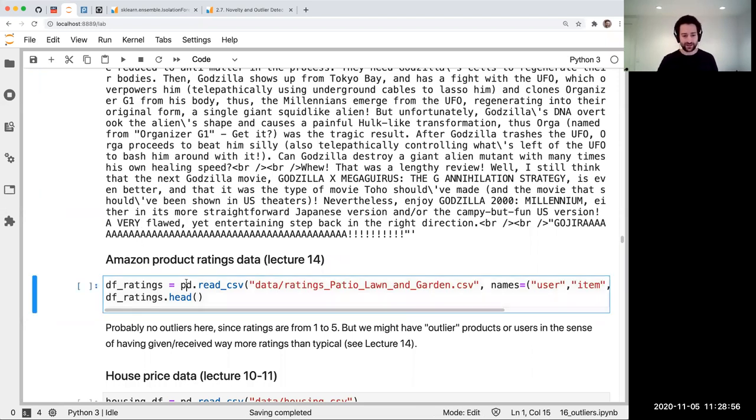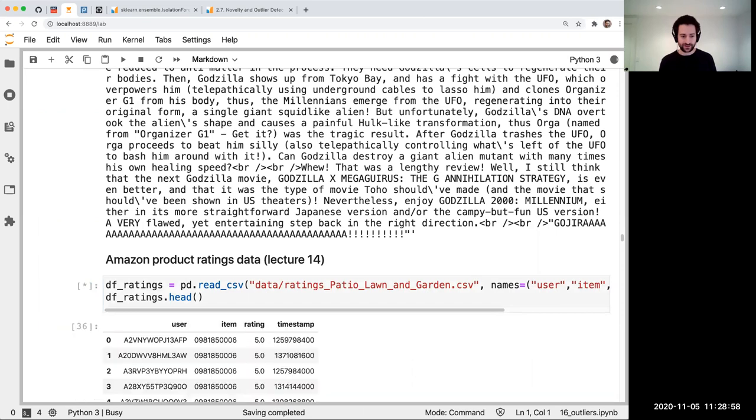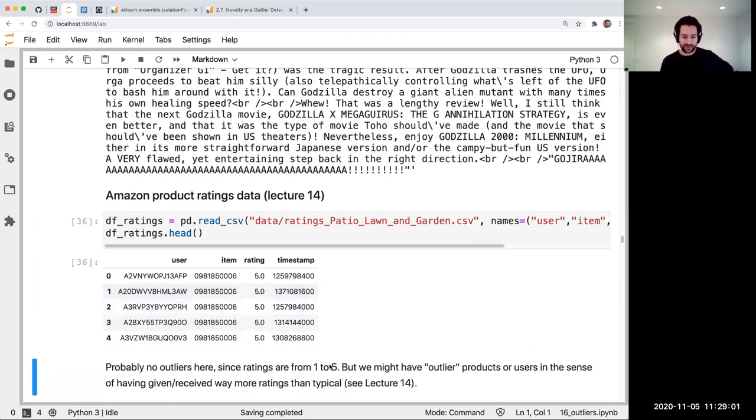The Amazon product ratings data. So that was a more recent one that we looked at. It's pretty hard to talk about outliers here because the ratings are just from 1 to 5. So you don't really have outliers in the rating. You could have outlier products, and we did talk about that in lecture 14. Like this item has way more reviews than anything else, or something like that.